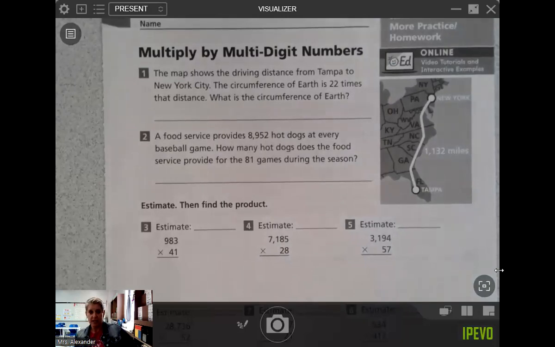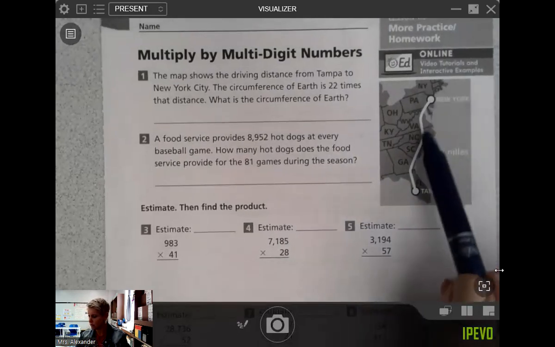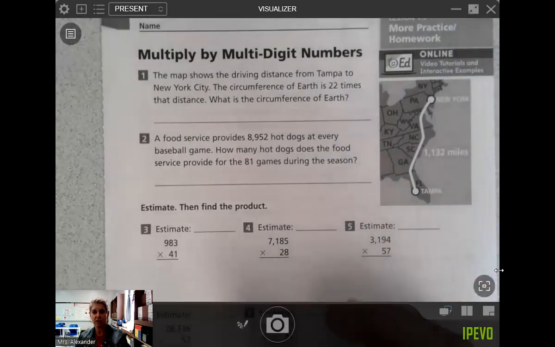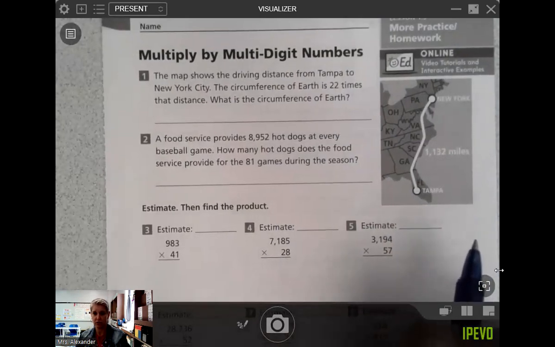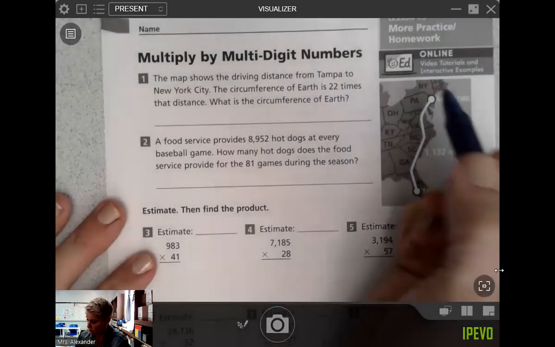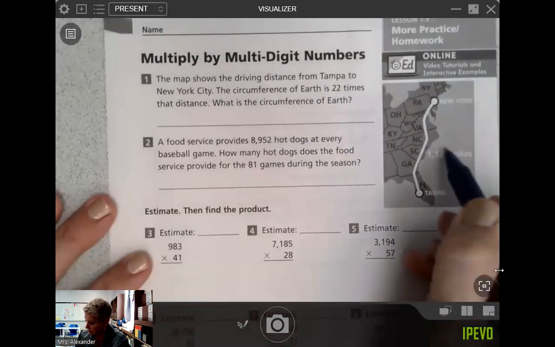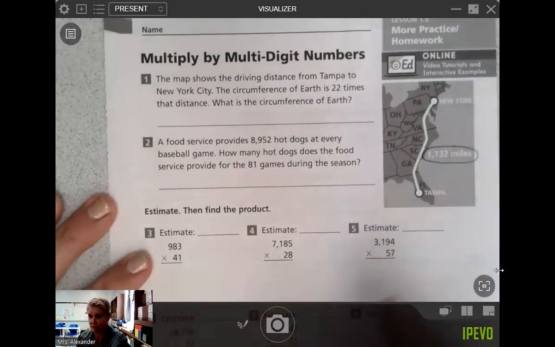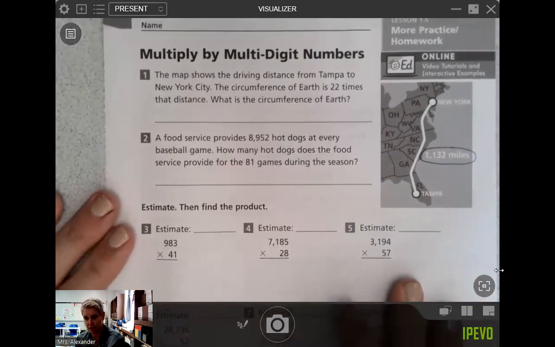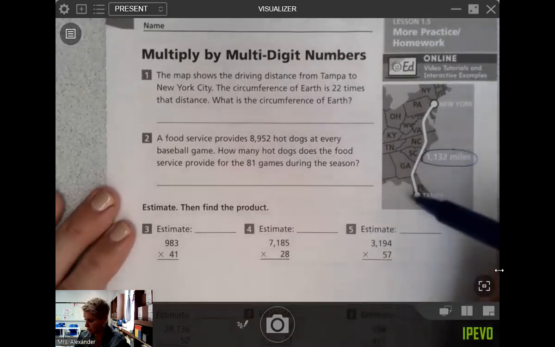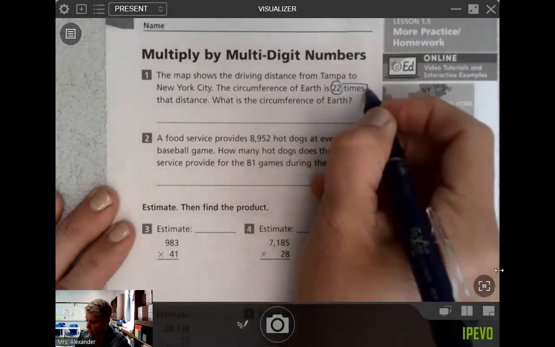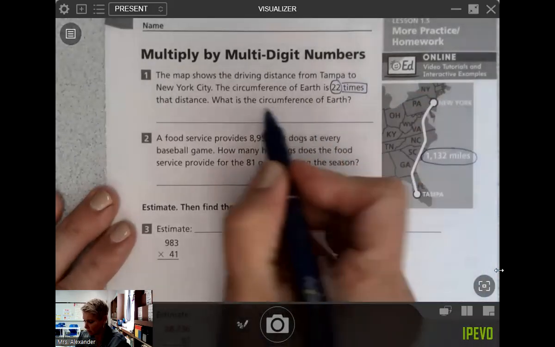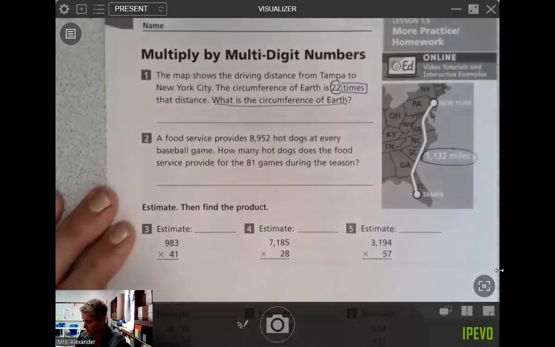The first situation says, the map shows the driving distance from Tampa to New York City. I'm going to use this map. The circumference of Earth is 22 times that distance. What is the circumference of Earth? So if we look at this distance, here is one bit of information we'll need. Our first value, 1,132 miles from Tampa to New York. The circumference of the Earth is 22 times that distance. What is the circumference of Earth?